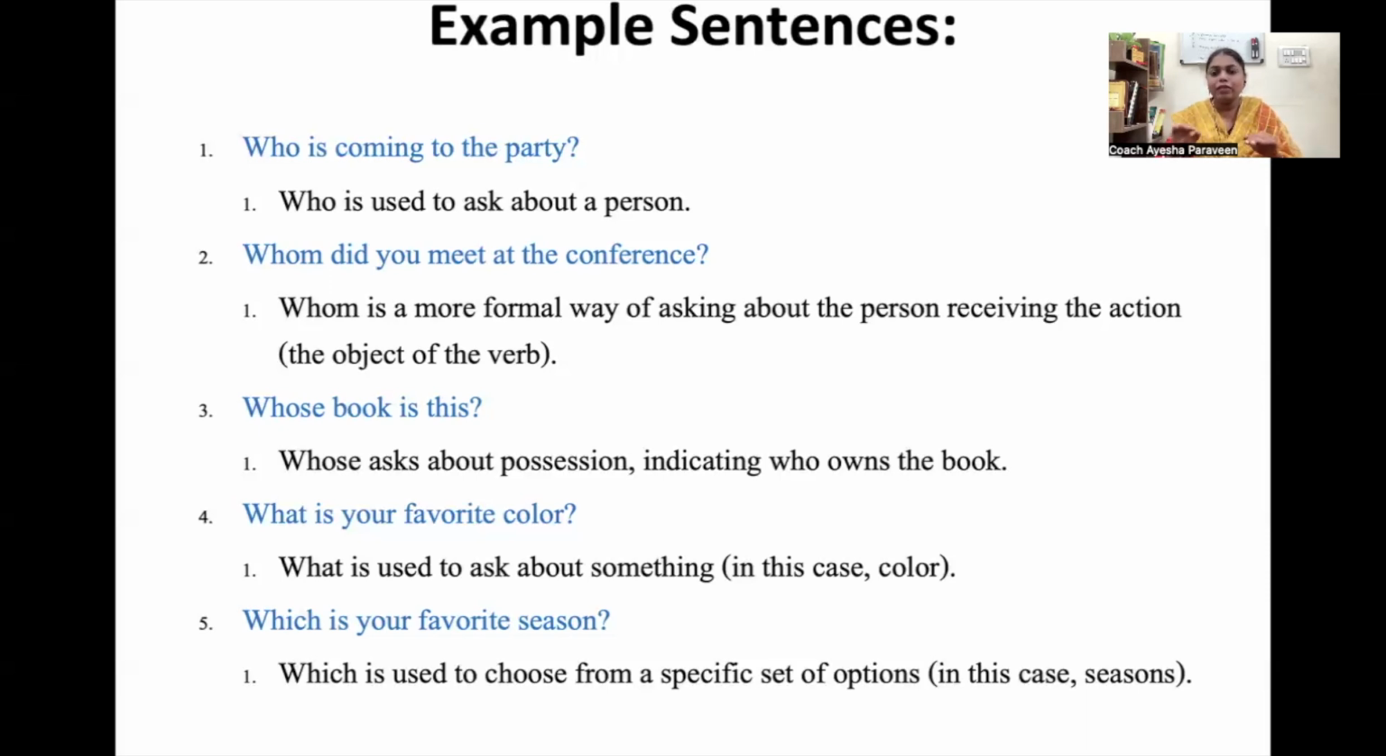When there is no option given and I want to know your favorite color, I can't say which is your favorite color. I should ask what is your favorite color, because there is no option given and we want to know your specific answer. What is your favorite movie means no option given. If options are given, we can say which is your favorite movie, meaning out of four or five, which one is your favorite? So what and which, I believe you got the clarity. What when there are no options given, which when there are options given.